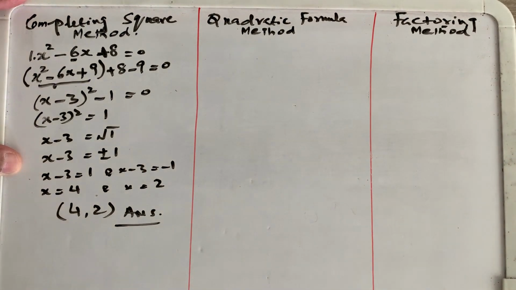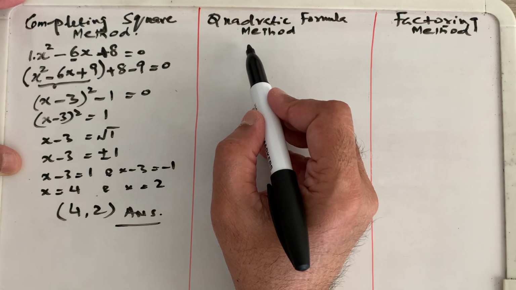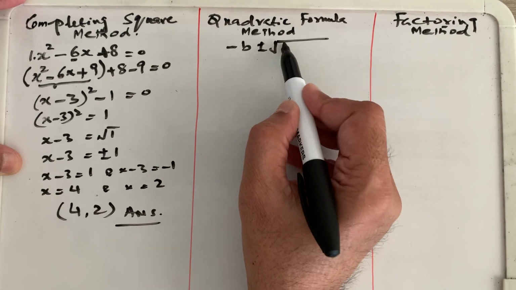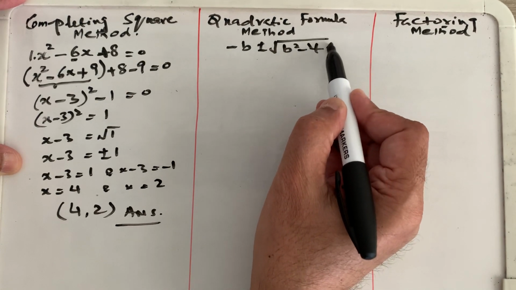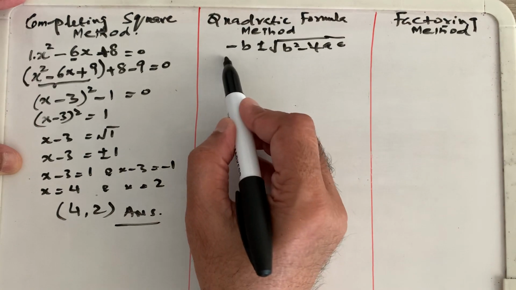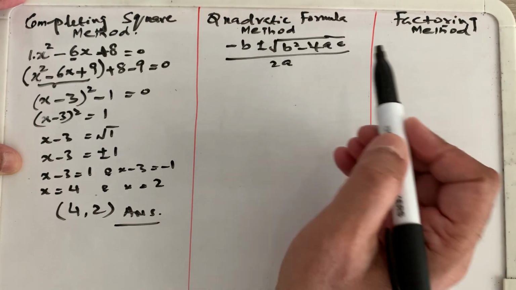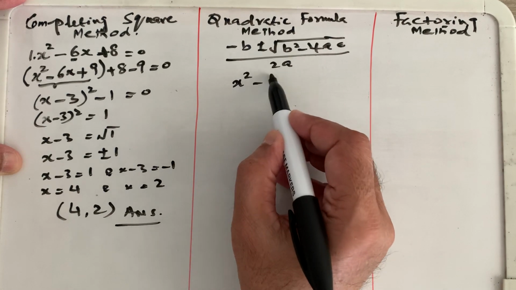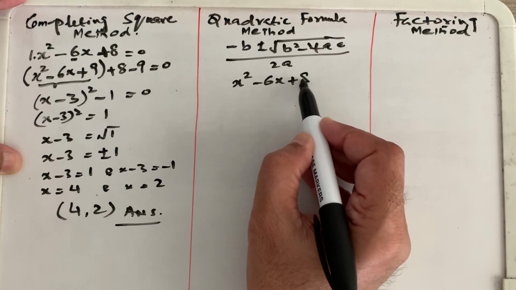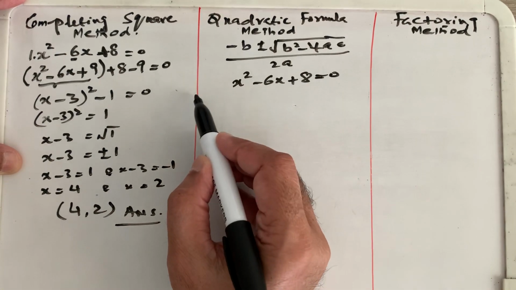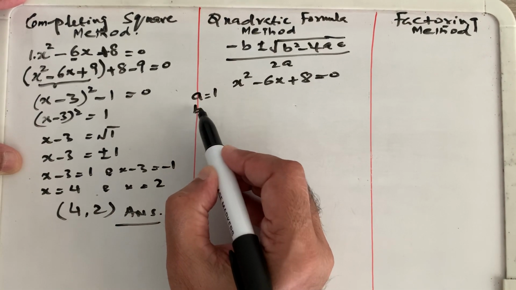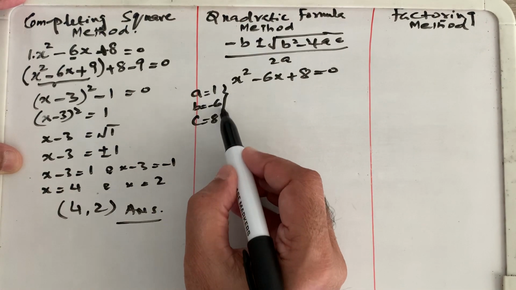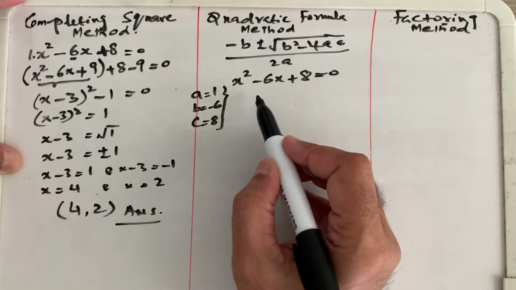So remember these steps. And then the quadratic formula method: the quadratic formula is minus b plus minus under root b square minus 4ac, divided by 2a. And we have to figure out our a, b, c. The question is the same: x square minus 6x plus 8 is equal to 0. What is my a? 1. What is my b? Minus 6. What is my c? 8. And I have to plug these values into the quadratic formula.